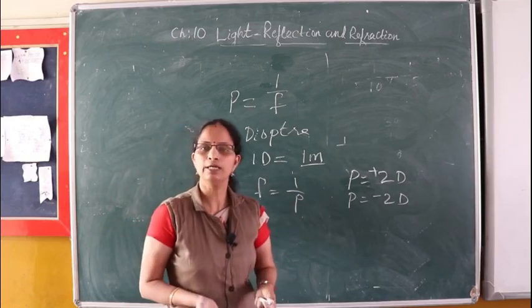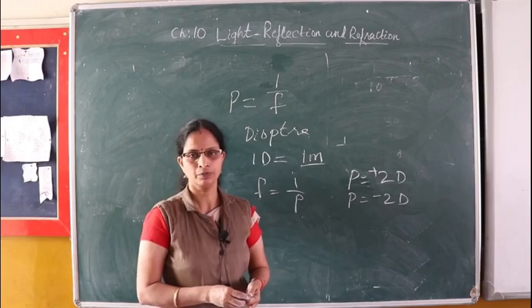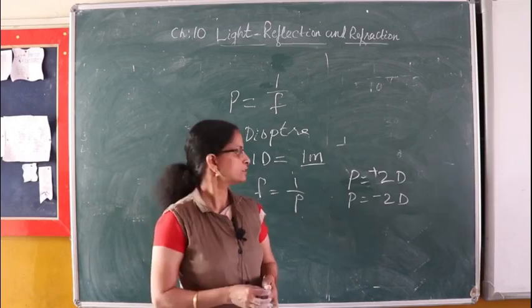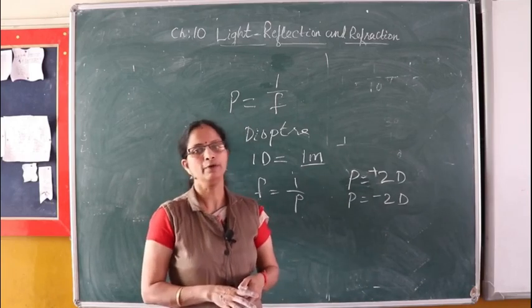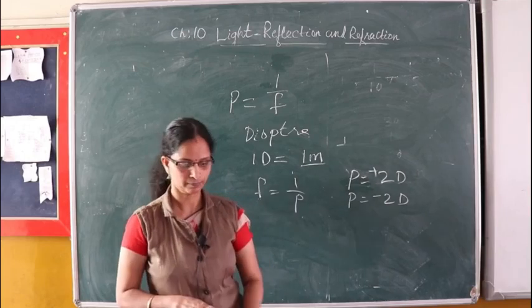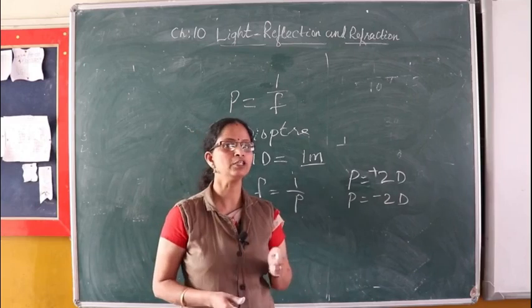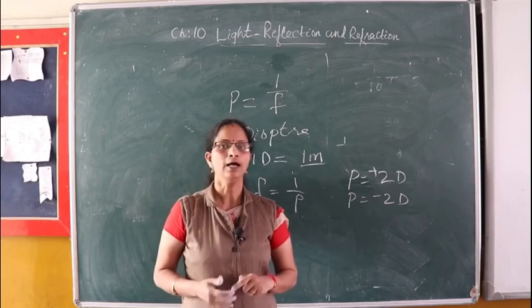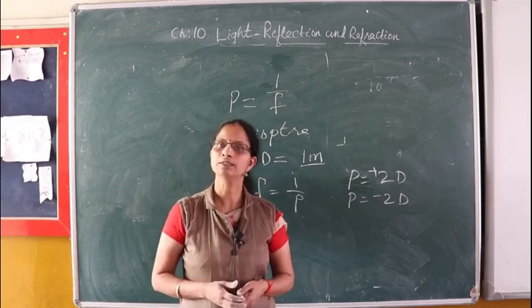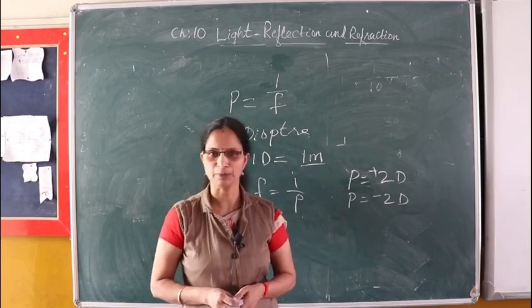Sometimes if more than 2 lenses are combined, then the total power is calculated by adding the powers of the individual lenses. So this is about the power of the lens, and in this chapter we studied about reflection, refraction, and about spherical mirrors and lenses. That's about this chapter. Thank you.